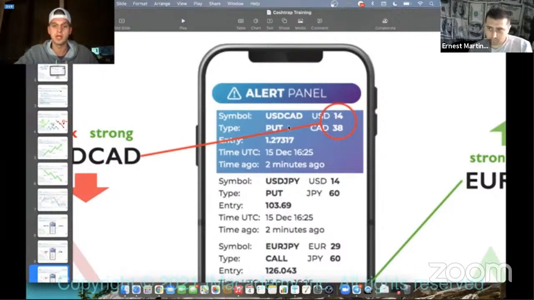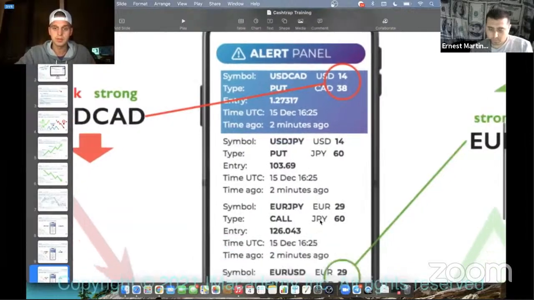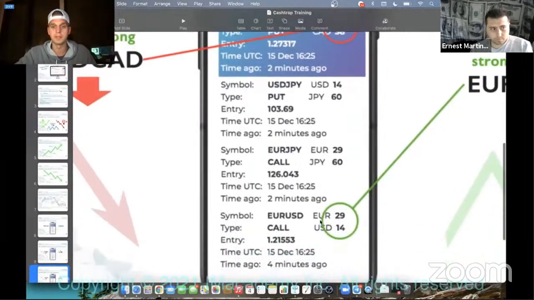Okay, so you guys can see right now, we got a put on USD CAD, and we have currency two stronger than currency one. So that's telling us that the currency strength meter is aligning with the put. We scroll down a little bit, we got Euro USD for a call. Currency one, the euro, is stronger than the dollar, so that also goes in line with the call.